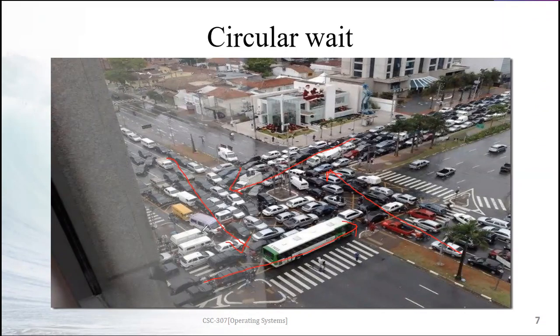So this is actually called a circular wait. That means, you see, there is no apparent solution. All of them are actually trying to move ahead, but are stuck by another process. So this is the basic idea of circular wait.